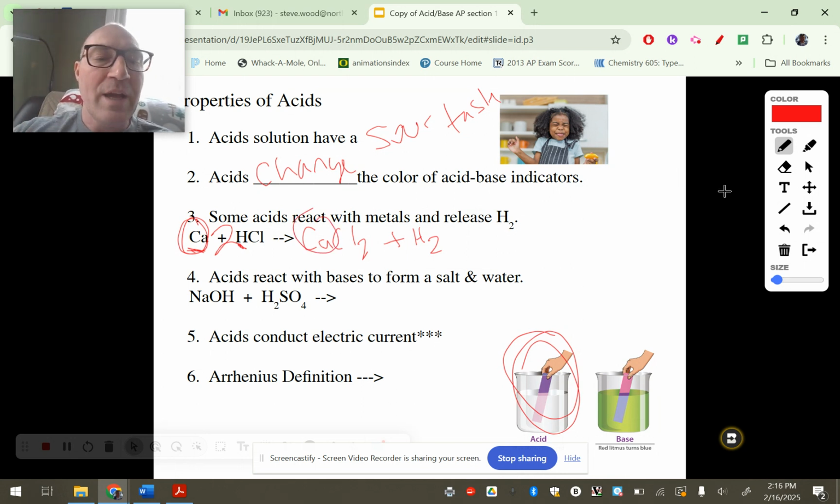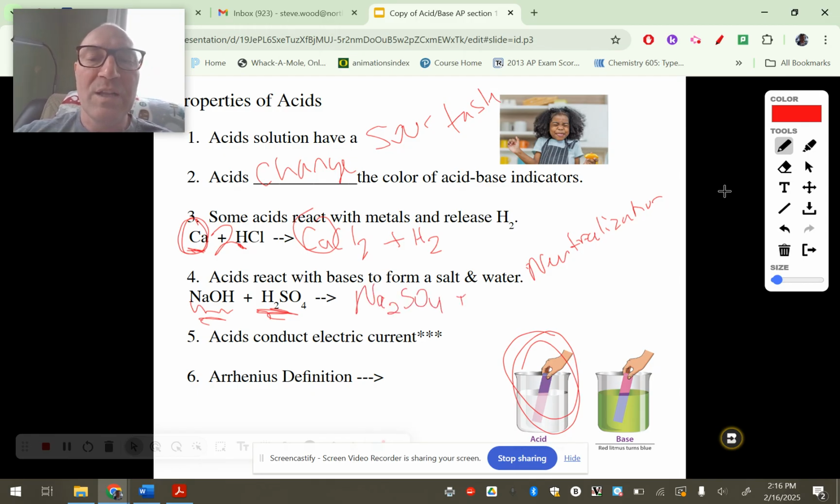Remember that? Okay, then you have a base plus an acid, and these will neutralize each other. So this is called a neutralization reaction. These are double replacement. You can see that they're both replacing each other. So you're going to get a salt, Na2SO4, plus H2O. And again, we need to balance it, and you can see there it's balanced. Okay, so if your stomach's upset, oftentimes our stomach has acid in it, so sometimes we'll neutralize some of that acid with a base. Calcium carbonate happens to be a base, and it neutralizes some of the acid.